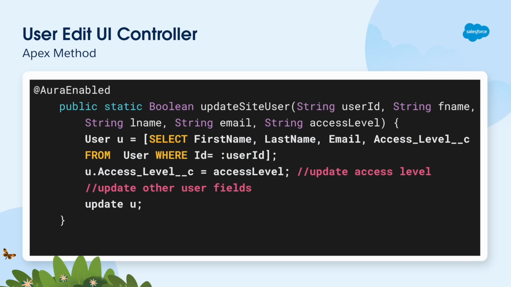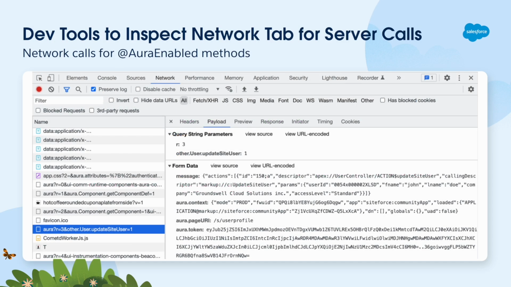But what often gets missed is that when you have a UI controller public method with the AuraEnabled annotation, the Salesforce framework is making it available to the front end via Aura site APIs. For any given site, you can easily reference all of the site APIs by simply inspecting the network tab via the browser dev tools, as you can see here.